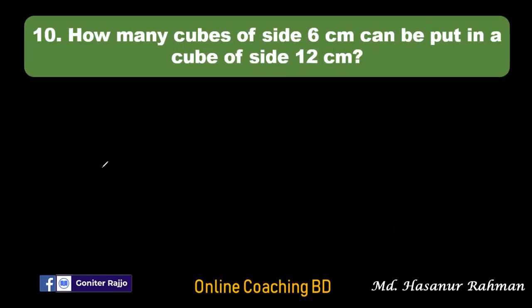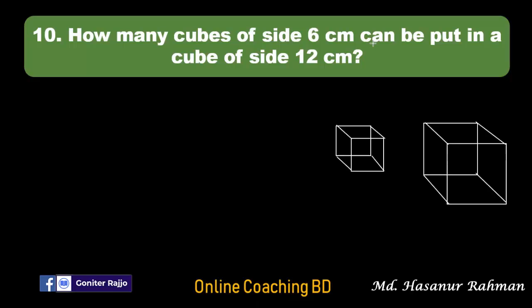Now number 10. Number 10 says how many cubes of side 6 centimeter can be put in a cube of side 12 centimeter. Suppose the length of these cubes is 6 centimeter and the length of this cube is 12 centimeter. So how many cubes of side 6 centimeter can be put in that cube of side 12 centimeter? That means we have to find out the volume of each cube.